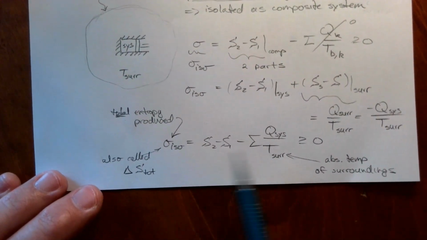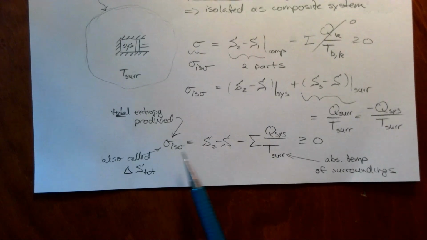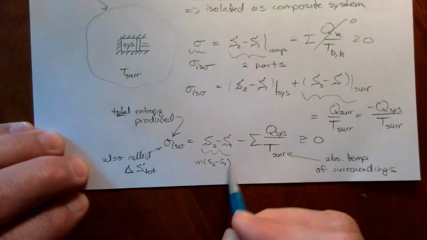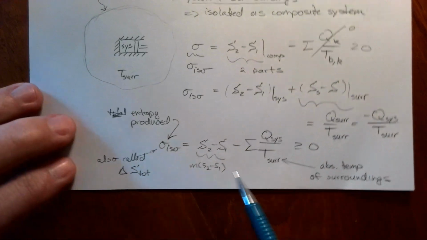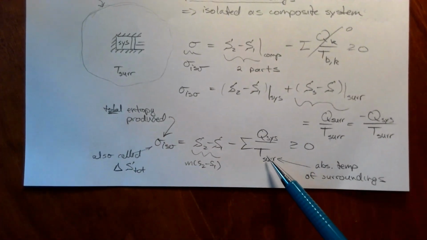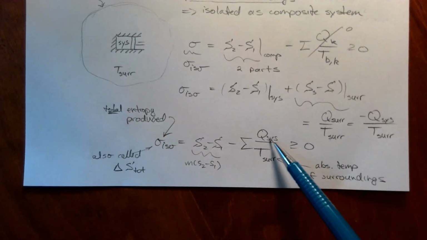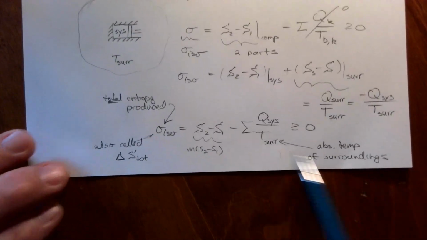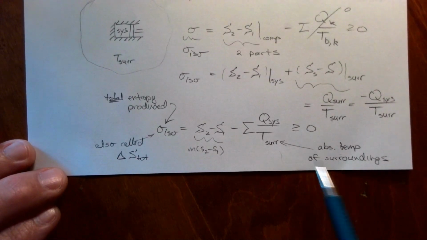So we have a very similar looking equation. Sigma isolated is equal to delta S of the system. So that's again m(s2 minus s1) for a closed system, and minus Q of the system over T of the surroundings. That's a minus sign. So this has to be the absolute temperature of the surroundings.